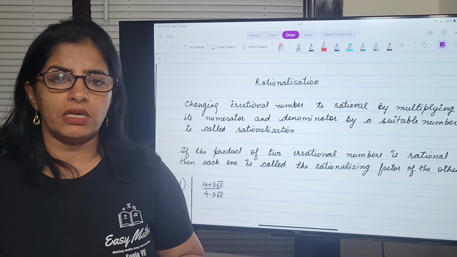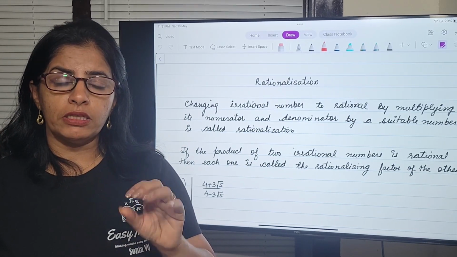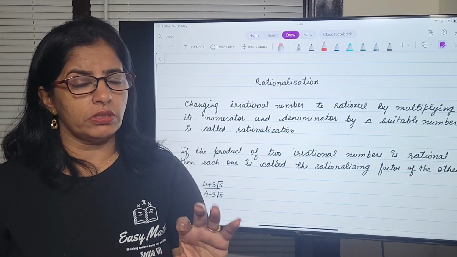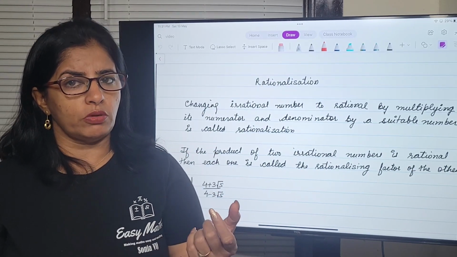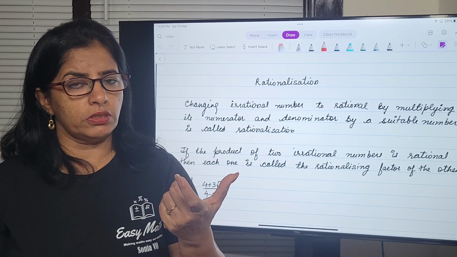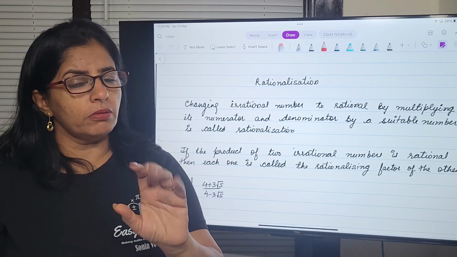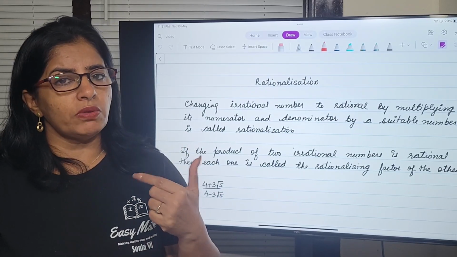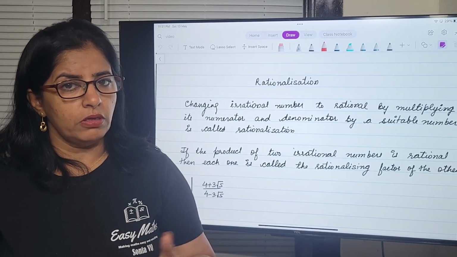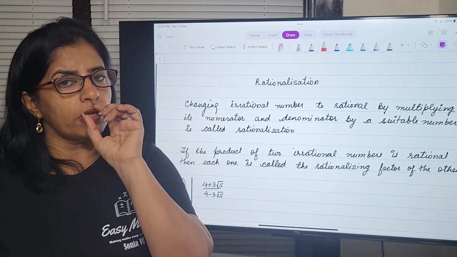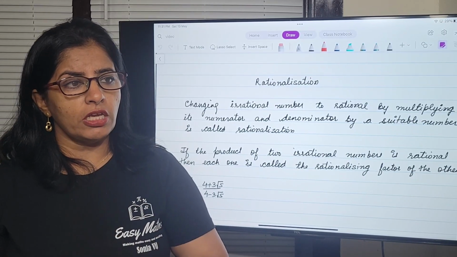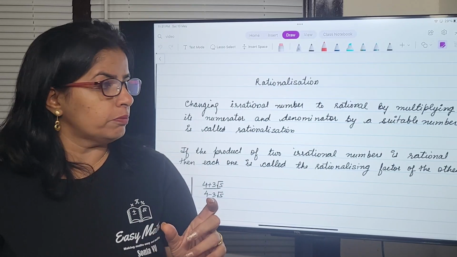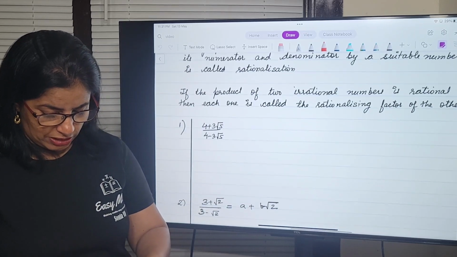Okay, how do we rationalize? By multiplying the whole fraction with an irrational number such that the product of the denominator and the rationalizing factor becomes equal to a rational number. We'll see it with the help of an example. You will understand it better. But our aim is to change the irrational number to a rational number, and especially in the case of the denominator. So suppose the question is like this.